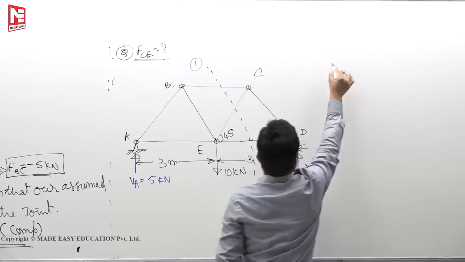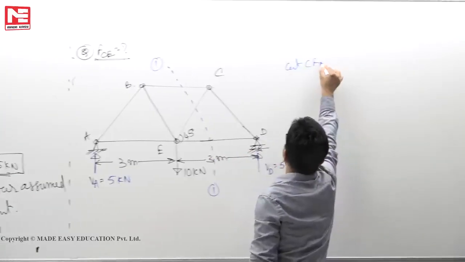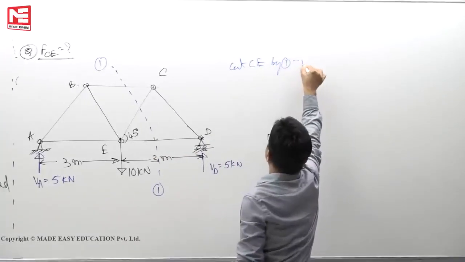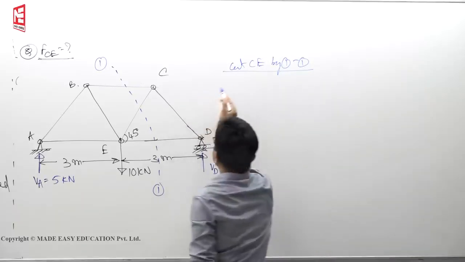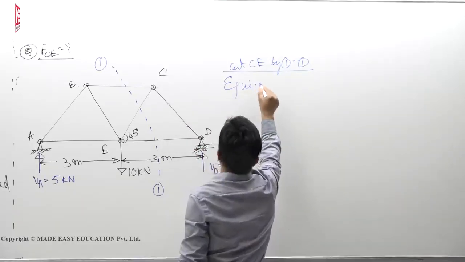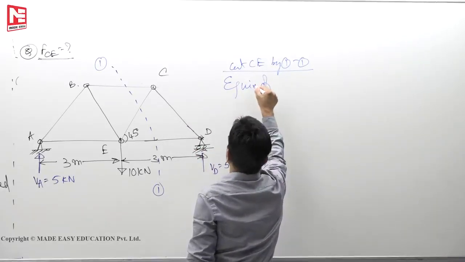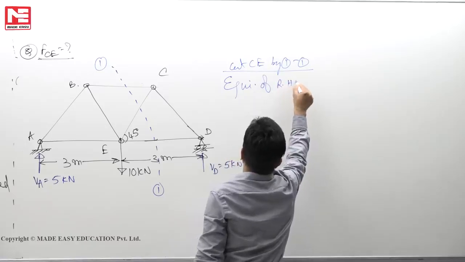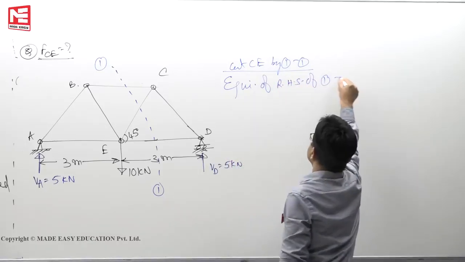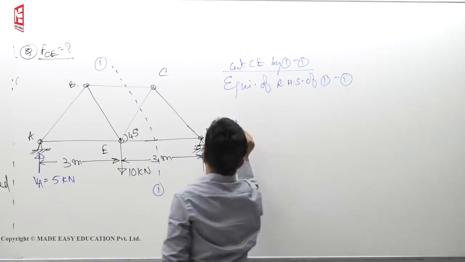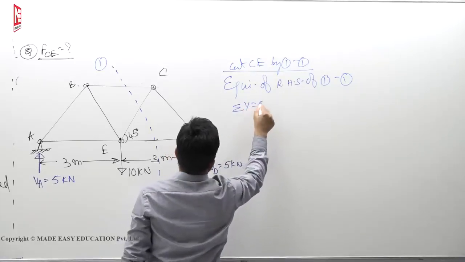And this is a process. Cut CE by 1 1. Then again take equilibrium of the RHS of 1 1, I will consider. Then I will use sigma y equals 0.